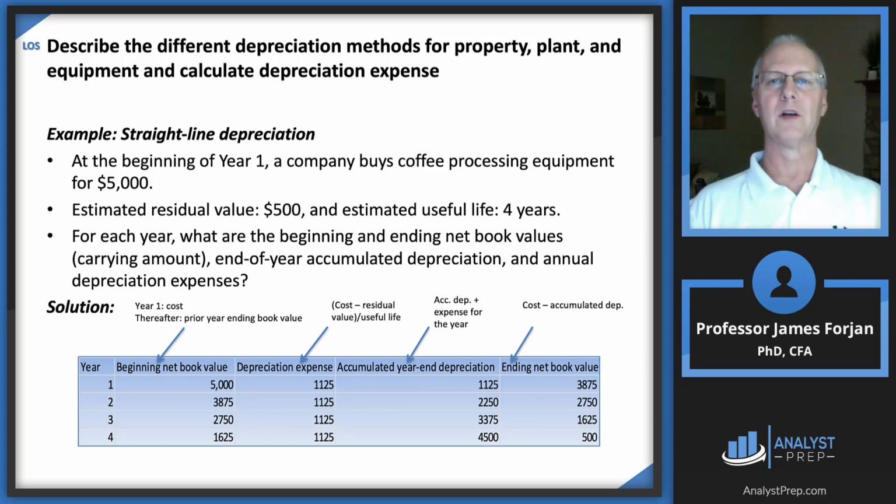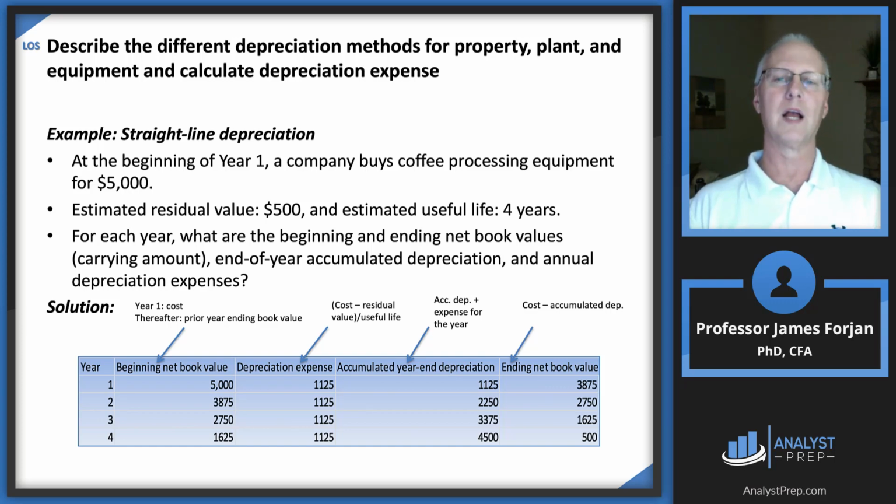All right, how about if we take a look at an example? We've got $5,000 worth of coffee processing equipment. That makes no sense to me. I've had less than 5 cups of coffee in my life, so I don't really know anything about coffee processing equipment. So $5,000, there's residual value, $500, useful life of 4 years.